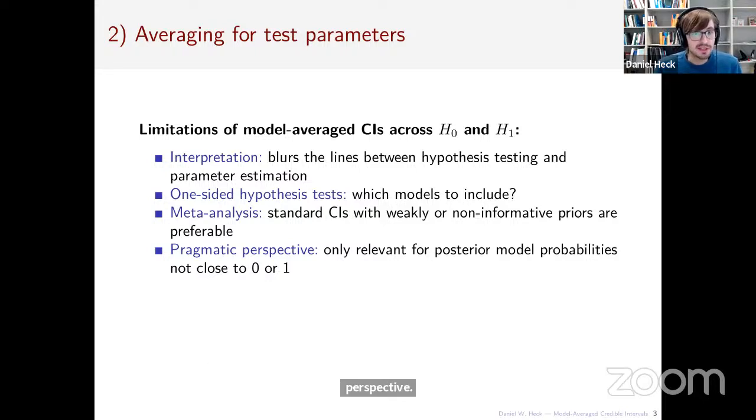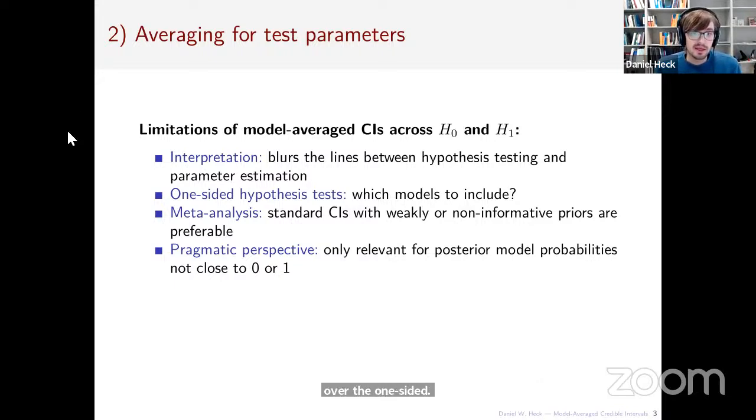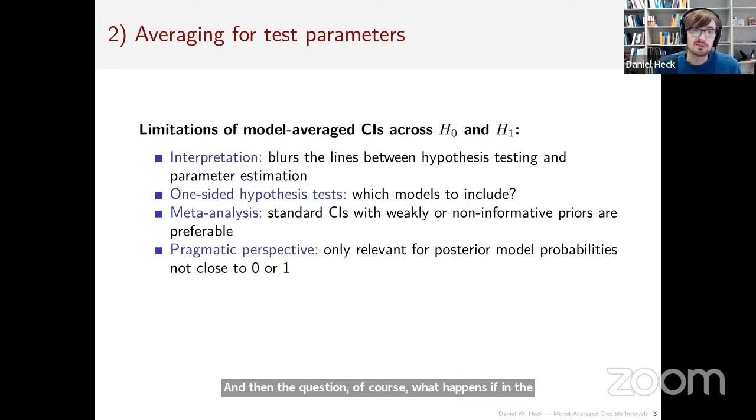Also, very often we have one-sided hypotheses, and then the question occurs, what do we do with the model averaging? Because now we have a null model, we have a one-sided model, and now we average over the one-sided posterior and the spike. And then the question occurs, what happens if in the real world the effect is exactly on the other side? Then the credible interval will be completely wrong. So it would be a good idea, to have a robust inference, to always include a saturated model, a model that does not make a directional hypothesis, and then to average over it. But this leads to the question whether one should always include a saturated model in model selection, and then one has, of course, to be careful with prior selection.